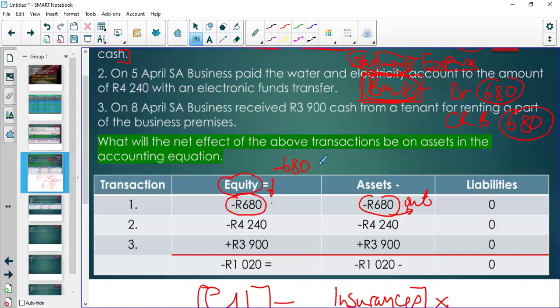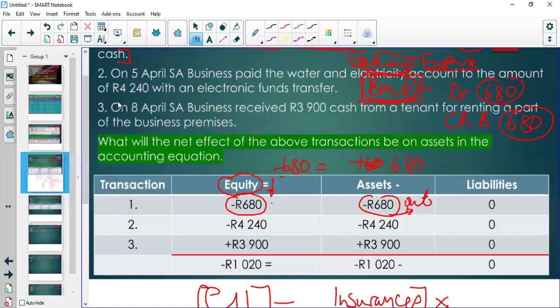So minus 680 is equal to minus 680. Mathematically that makes sense, because that's mathematically correct. So that's one control that you can use when doing accounting. You can always check to see if the things make mathematical sense. That's brilliant.